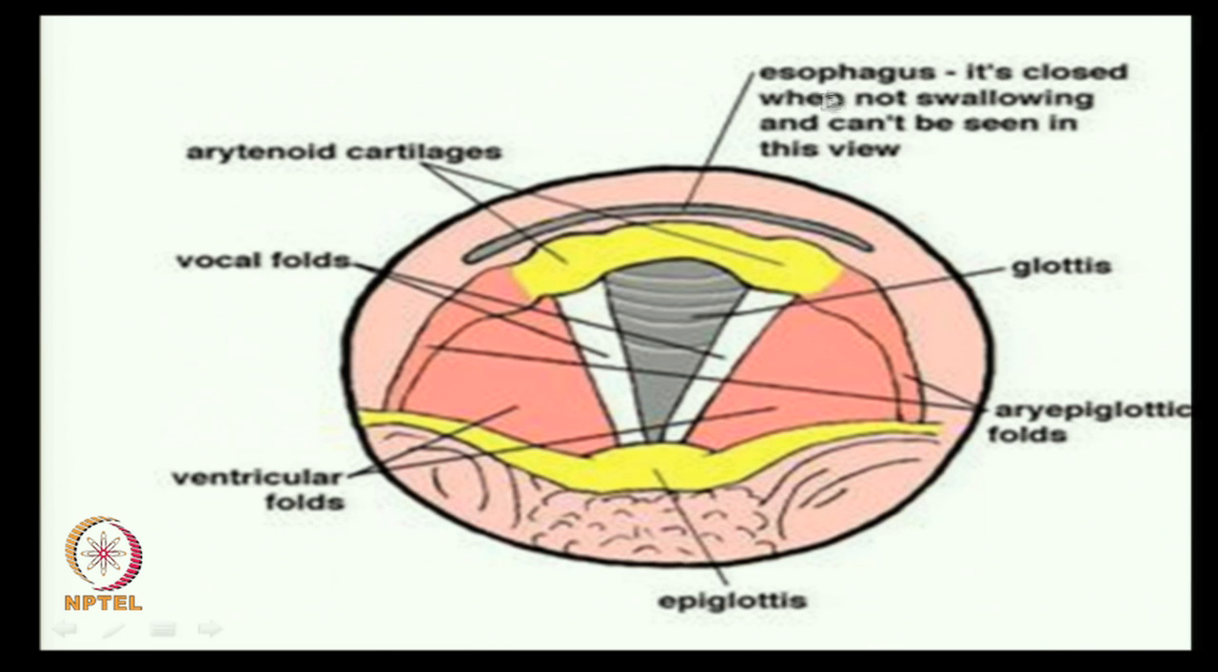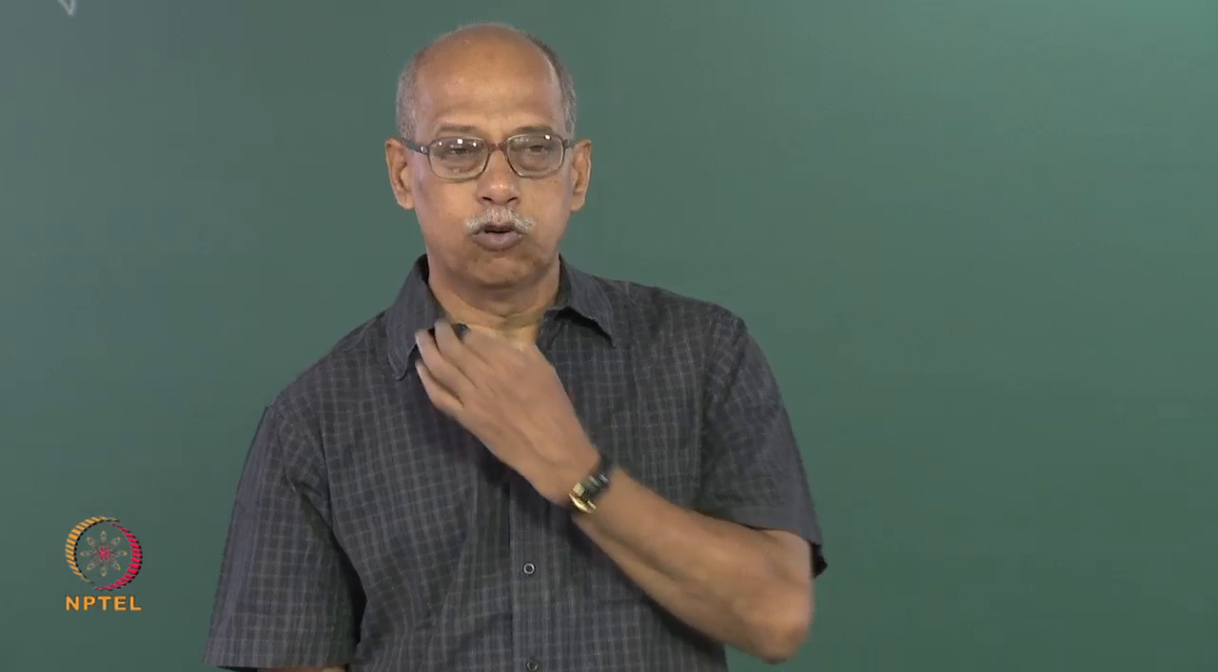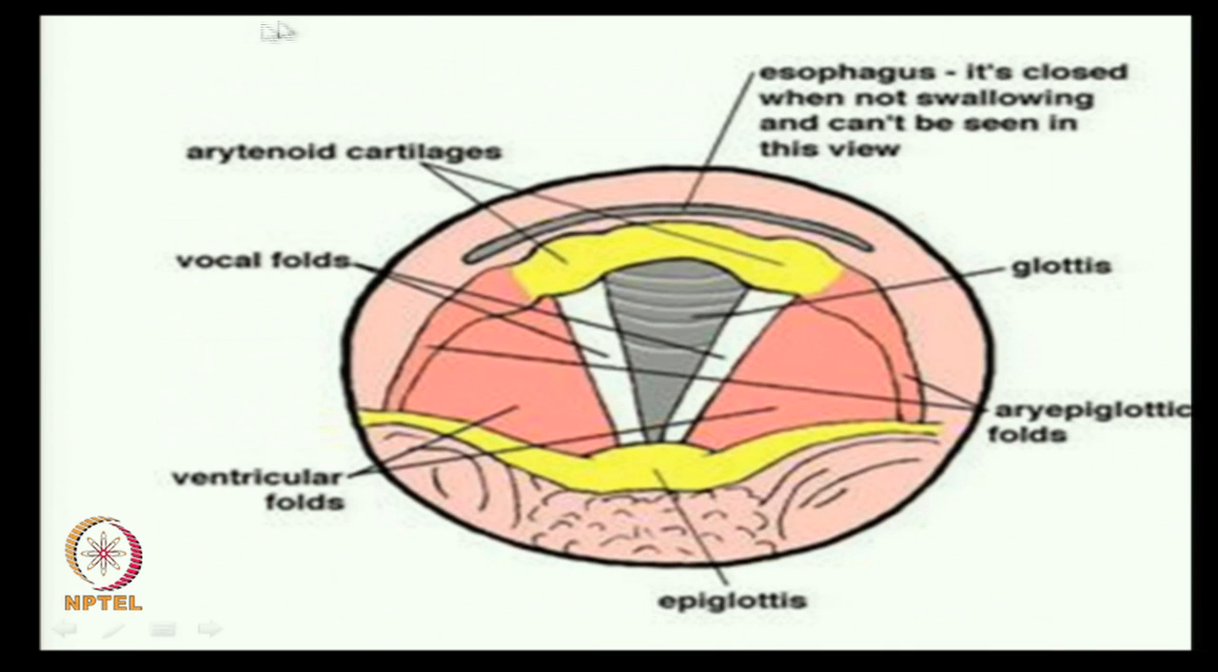It is this thing really, this arytenoid cartilage, which gives us our peculiar voice. Please write. Of all the things, you must remember the spelling and the functioning of this. This arytenoid cartilage controls this white thing called vocal cords. If the arytenoid cartilage expands, vocal cords expand. If it does not expand, vocal cords do not expand.